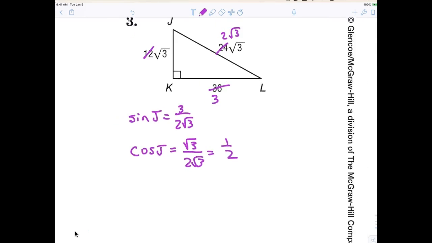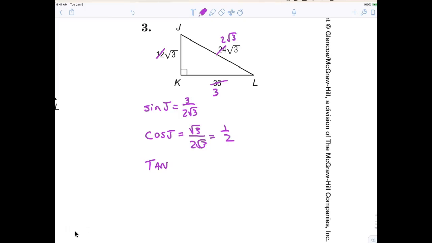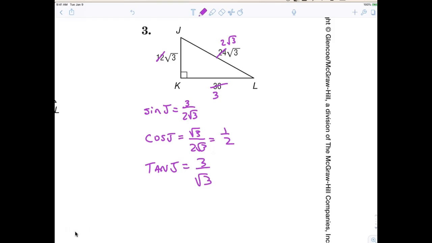And then tangent of J. And what is tangent of J? 3 over radical 3. Everybody good on that? Very good. Here we go. Sine of L. What is sine of L, guys? Radical 3 over 2 radical 3, which is 1/2. Agreed?